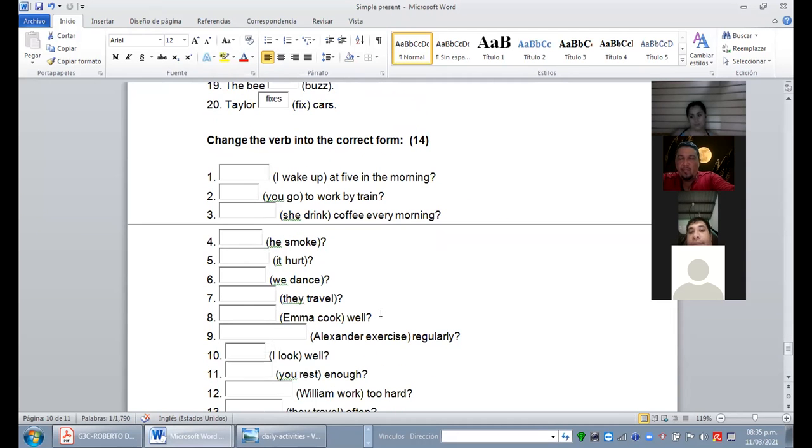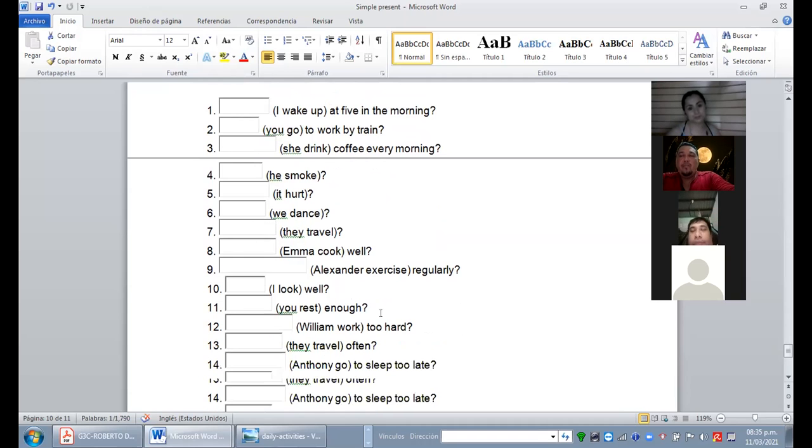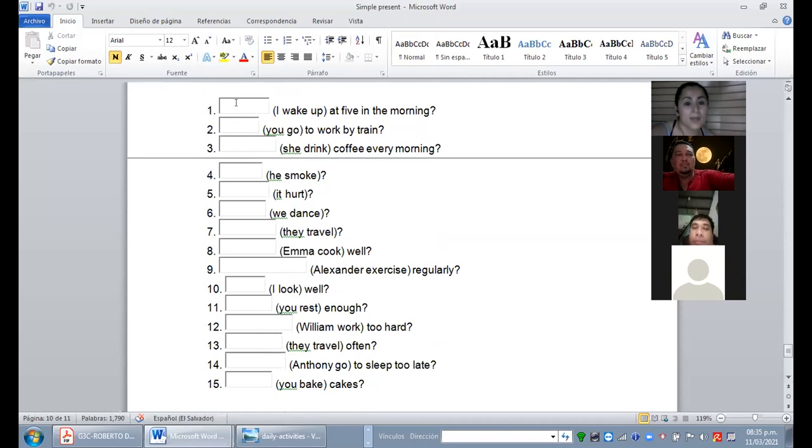Very good. Now here come the questions. Okay? The same thing. All we have to write is the auxiliary, the correct auxiliary for each one. Okay, now let's see. Cristina, number one. Am I? What are the auxiliaries that we are working? Do. Do and does. Okay, so what is the auxiliary here? Now read the complete question.